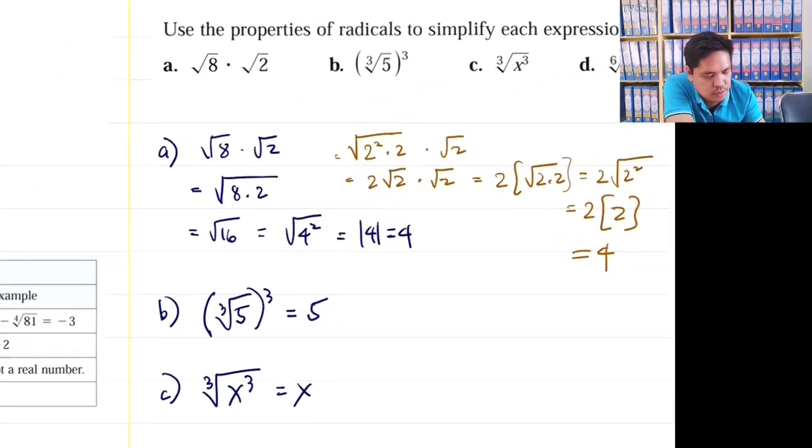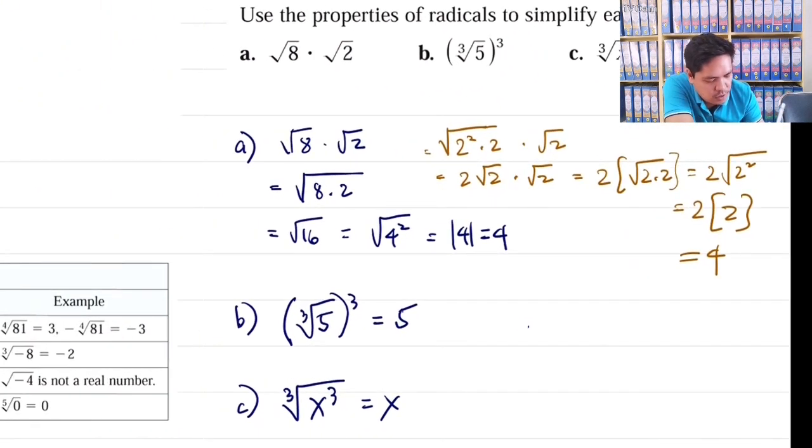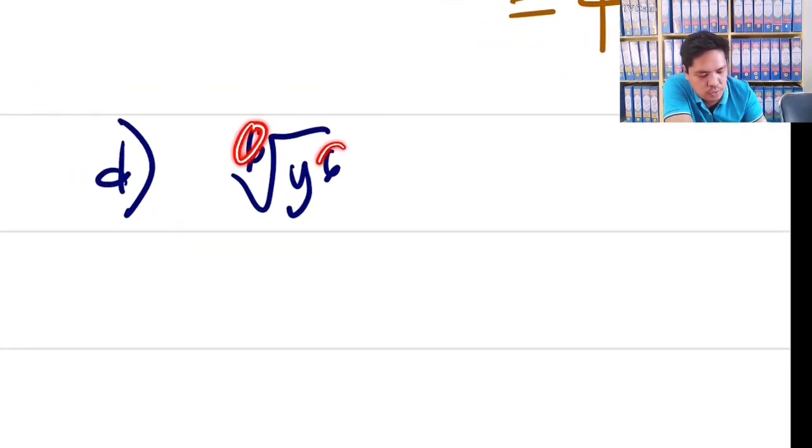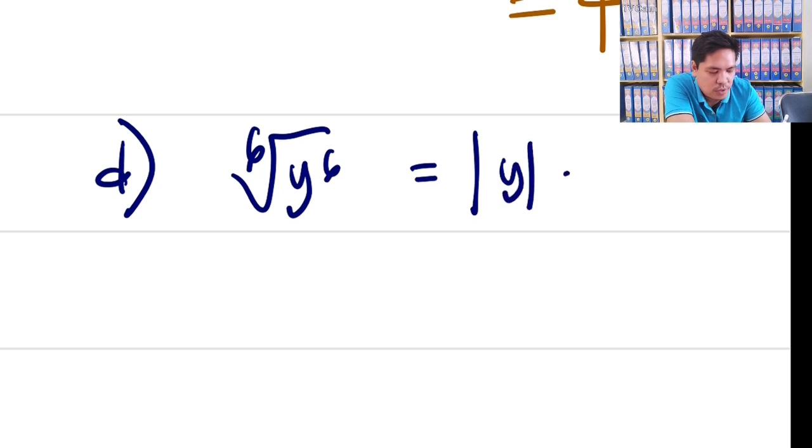How about letter D? The 6th root of y raised to 6. The index is even, so what should the answer be? That's the absolute value of the radicand. Absolute value of y. You don't know what the value of y is, so let's leave it at that. Absolute value of y. Okay?